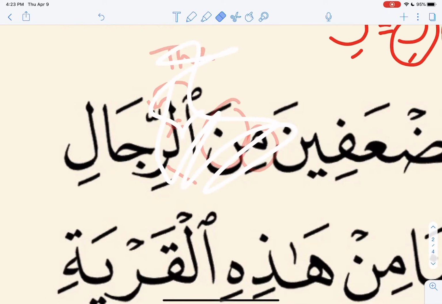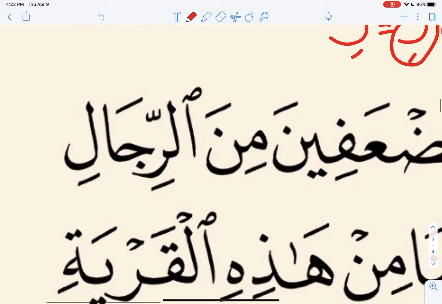So we're jumping from the hamzat wasl. We're saying as if this was just a regular hamza with the fatha, and we're skipping the lam and jumping straight to the ra. So what are we going to say?